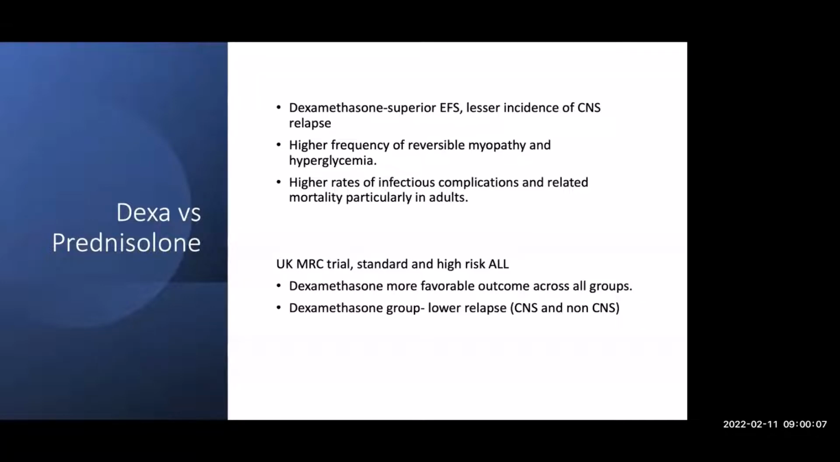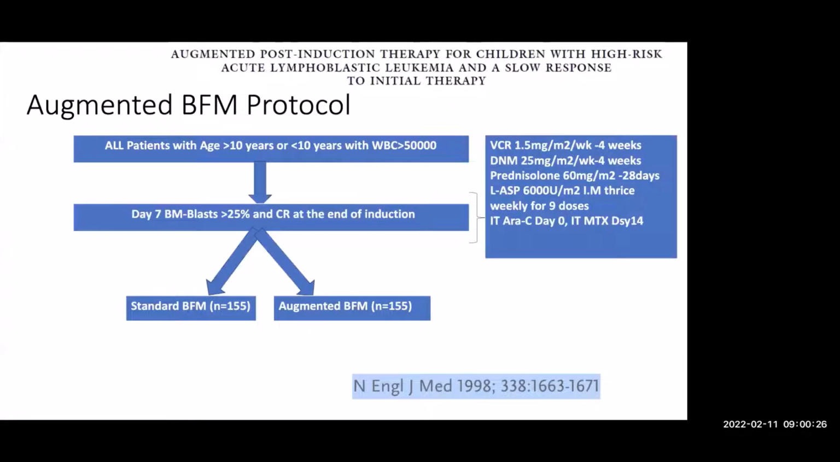However, using dexamethasone in adults results in high rates of complications and treatment-related mortality. So in adults, we use prednisolone in spite of improved results with dexamethasone because of the complications. And other things which are tried in induction is augmentation of treatment protocols.